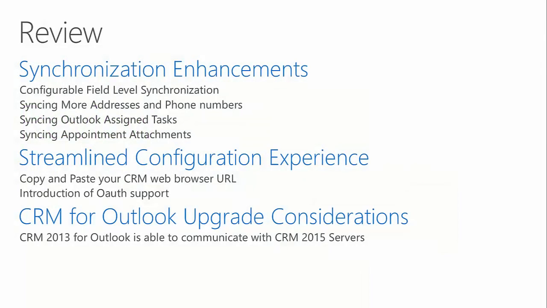So let's review the new features that were added for the CRM 2015 Outlook client. Synchronization enhancements include configurable field level synchronization, the syncing of more addresses and phone numbers, syncing Outlook assigned tasks, syncing attachments on appointments. The CRM 2015 Outlook client also streamlined the configuration experience by allowing you to copy and paste your CRM web browser URL into the configuration wizard, and also through the introduction of OAuth support.